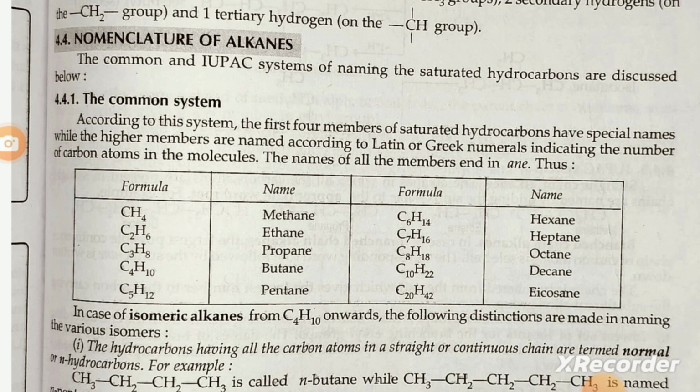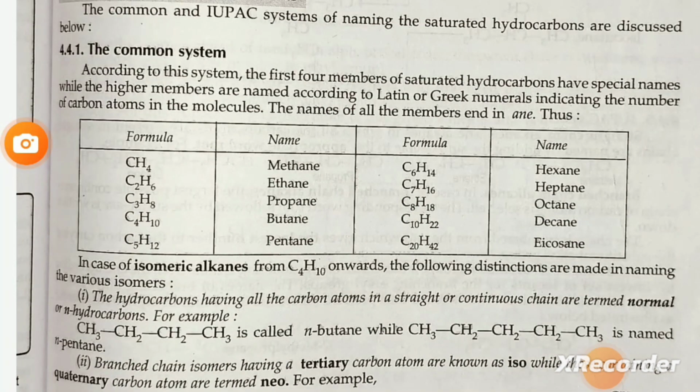The names of all the members end in "ane". Thus CH4 is methane, C2H6 is ethane, C3H8 propane, C4H10 butane, C5H12 pentane, C6H14 hexane, C7H16 heptane, C8H18 octane, C10H22 decane, C20H42 eicosane.